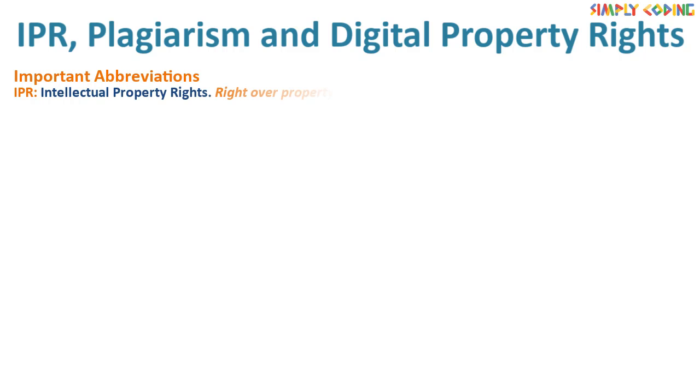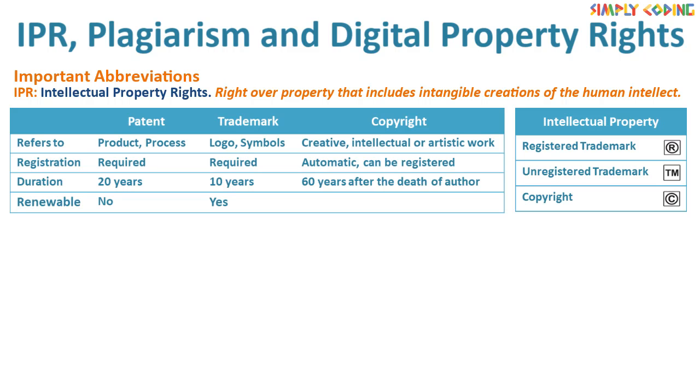IPR stands for Intellectual Property Rights, which are rights over property that includes intangible creations of the human intellect. It includes inventions, literary and artistic works, designs and symbols, names and images used in commerce. The most well-known types are copyright, patent, trademark, and trade secrets. Patents generally apply to products and processes. You need to register it in each country where you require protection, and it is valid for 20 years.